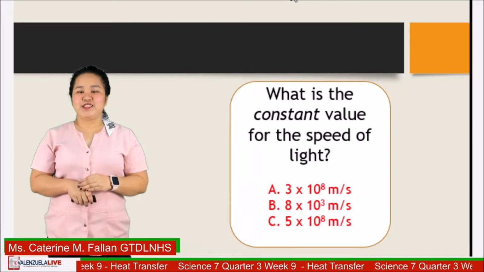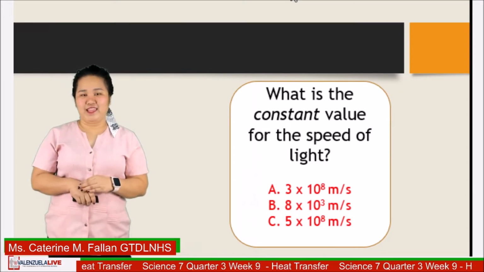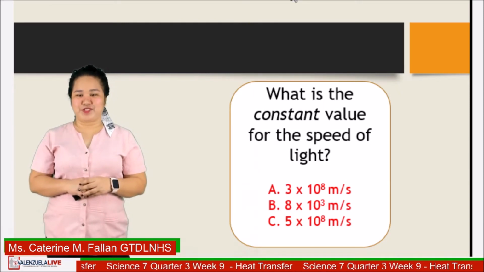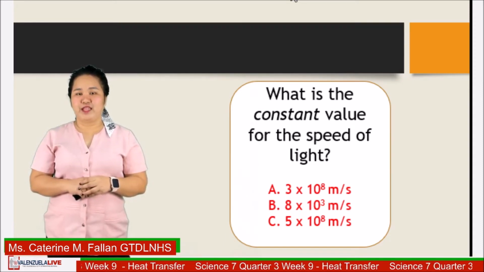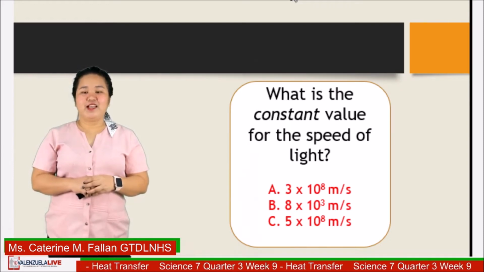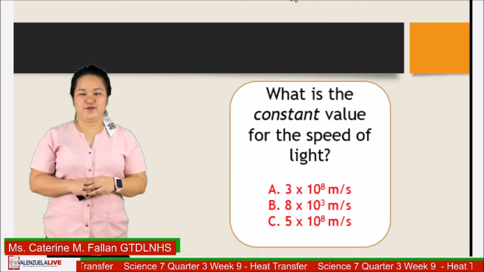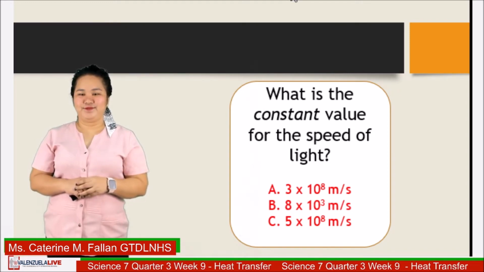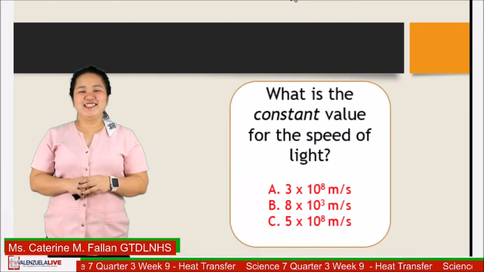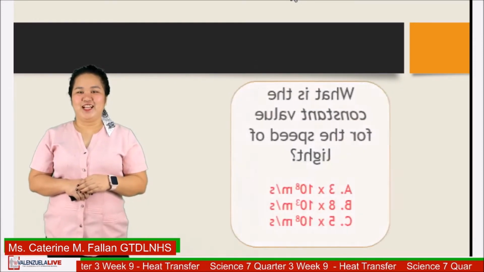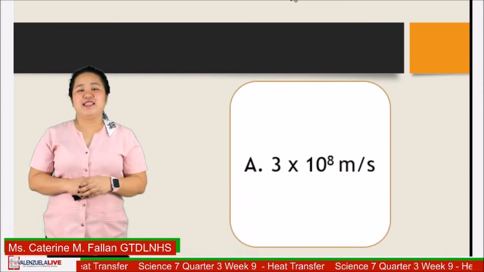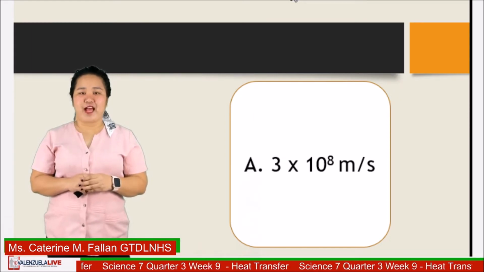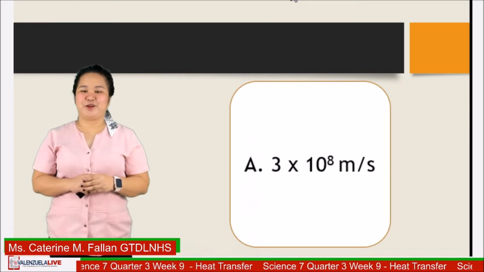What is the constant value for the speed of light? A, 3 times 10 raised to 8 meter per second. B, 8 times 10 raised to 3 meter per second. Or letter C, 5 times 10 raised to 8 meter per second. Write the correct letter in our comment section. And let us now reveal the answer. Letter A, 3 times 10 raised to 8 meter per second. The speed of light has a constant value of 3 times 10 raised to 8 meter per second.